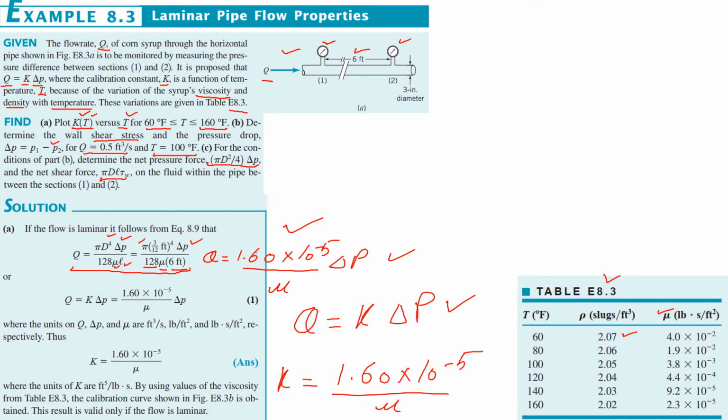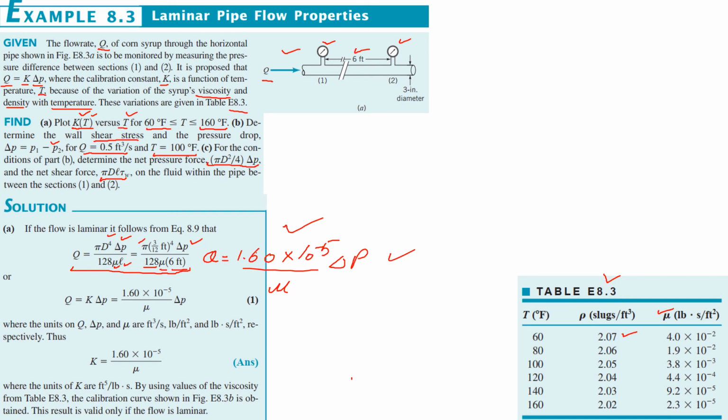So we will use this equation to plot the graph between the calibration constant and temperature, and for that we will use our table. We will take the values of viscosity at different temperatures. We have a temperature range from 60 Fahrenheit to 160 Fahrenheit, and we will use that temperature range. For 60 Fahrenheit we will take the viscosity value from the table and put it in this equation.